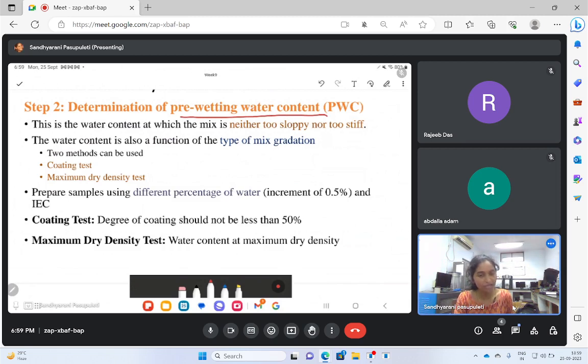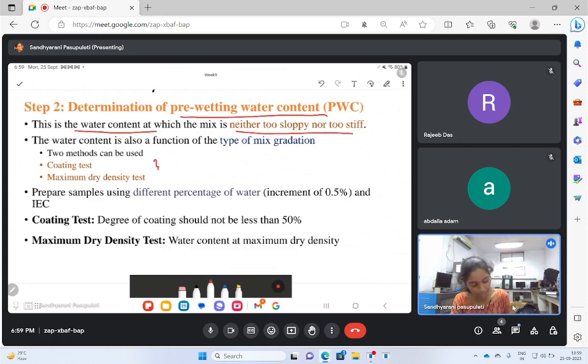So initially we have to choose a certain amount of water and confirm that it is sufficient to completely wet the aggregates. This is the water content at which the mix is neither too sloppy nor too stiff. If I add a particular water content, the mix should not be very slurry, like mud, and it should not be very stiff. So how do I confirm that it is not too sloppy or too stiff?